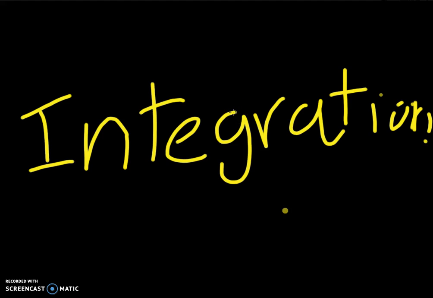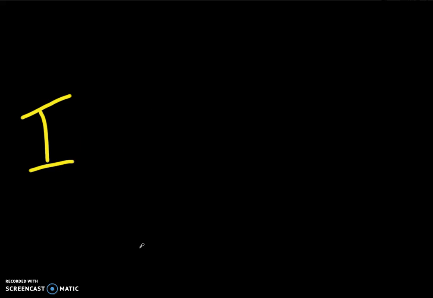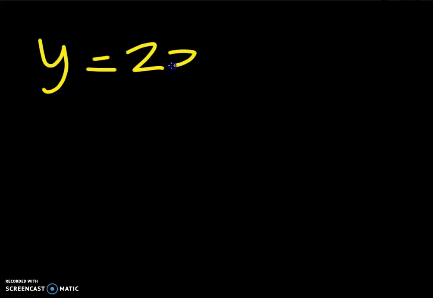So let's go on to integration. So basically, what is integration? Integration is the exact opposite of derivation. When we derivate a function, let's just go on a review. Let's say y equals 2x squared, and we want the derivative version. I taught you about the apostrophe.